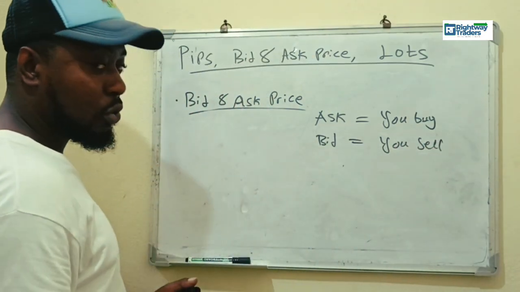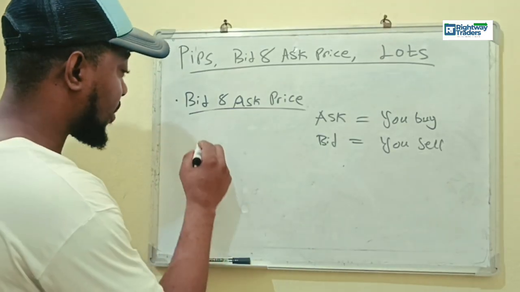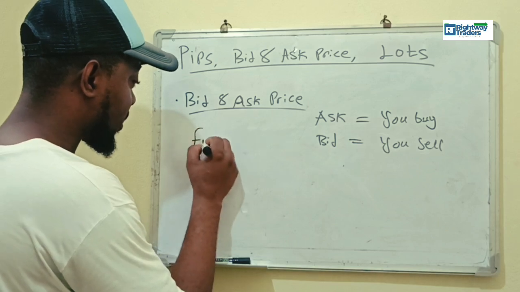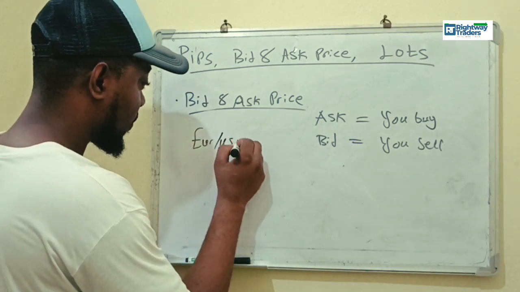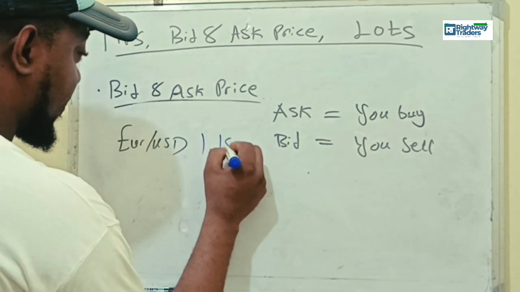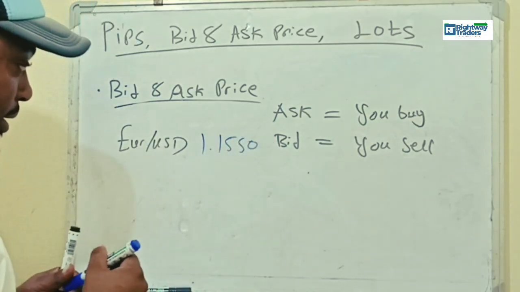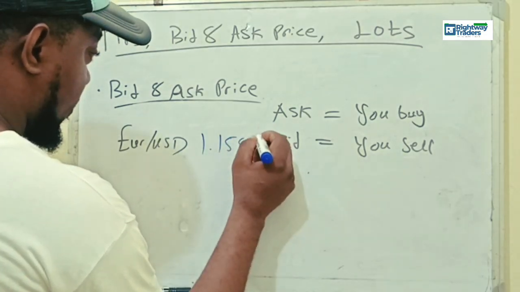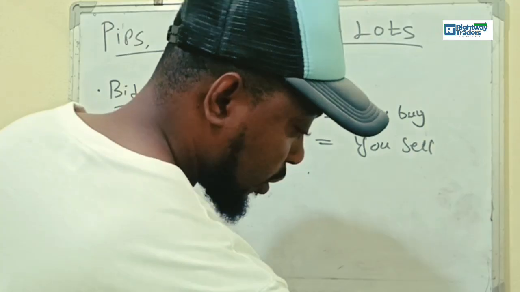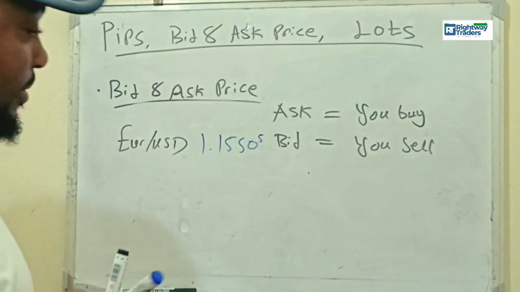Now let's go back to the currency exchange rate that we're talking about. Going back to the Euro USD, 1.155, you will normally see two prices there.